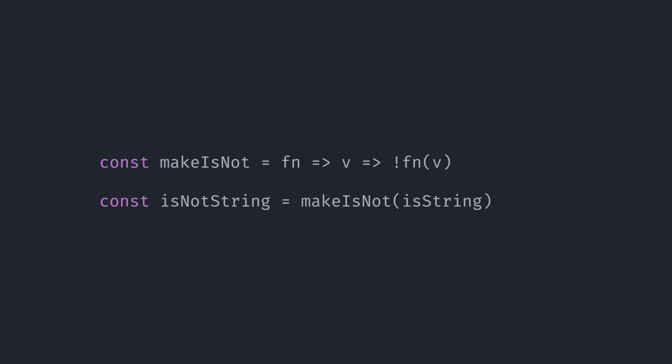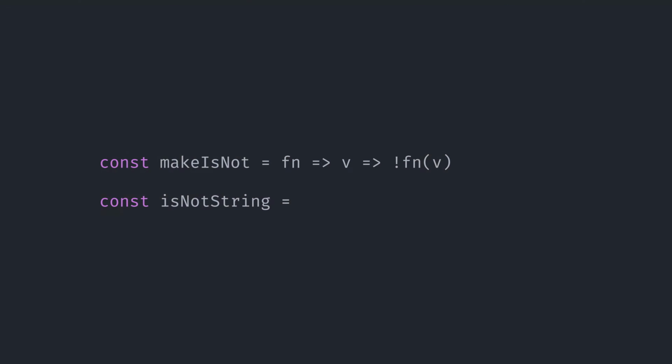I have a personal convention of prefixing functions with the word make when they return new functions. So it makes sense to me to call our function makeIsNot, since it makes the isNot version of a type guard. The function implementation alone is already a bit tricky, so I'll navigate it with you before we get into the TypeScript signature. Let's use isNotString as an example. Calling makeIsNot with isString returns a function that receives one argument called v and returns the inverted return of calling isString with v. The same works for isNotNumber. Calling makeIsNot with isNumber returns a function that receives one argument called v and returns the inverted return of calling isNumber with v.